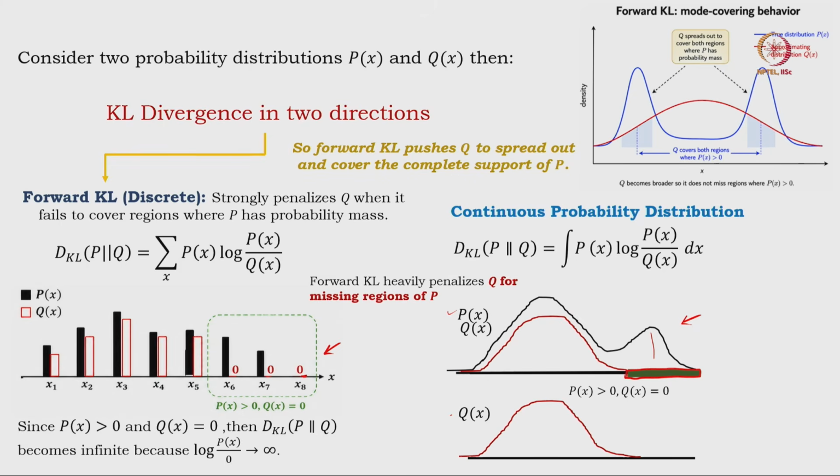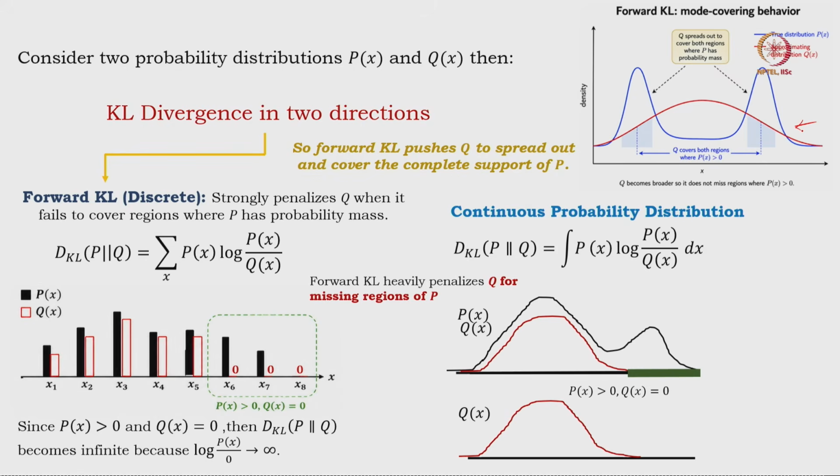Now what does forward KL ensure? Now Q has not covered it, right? This portion Q has not covered. If Q has not covered, what is one way that you can make Q cover? Is it not you will hold Q and then you will spread, you will expand it. When you expand, is it not it looks something in this way?